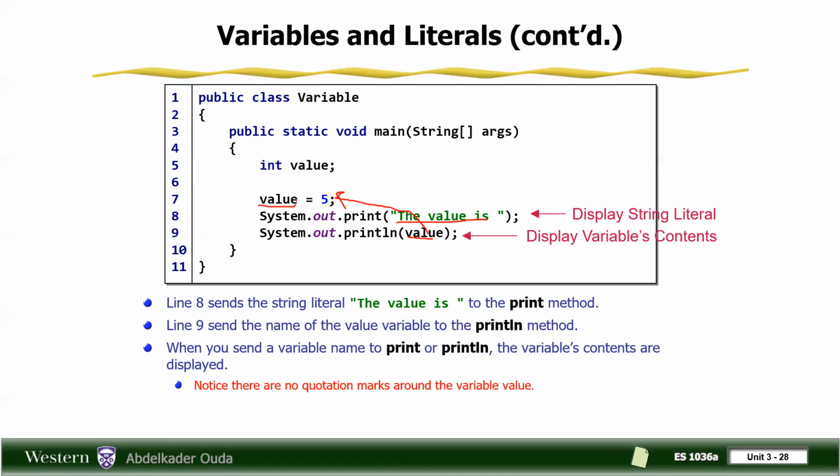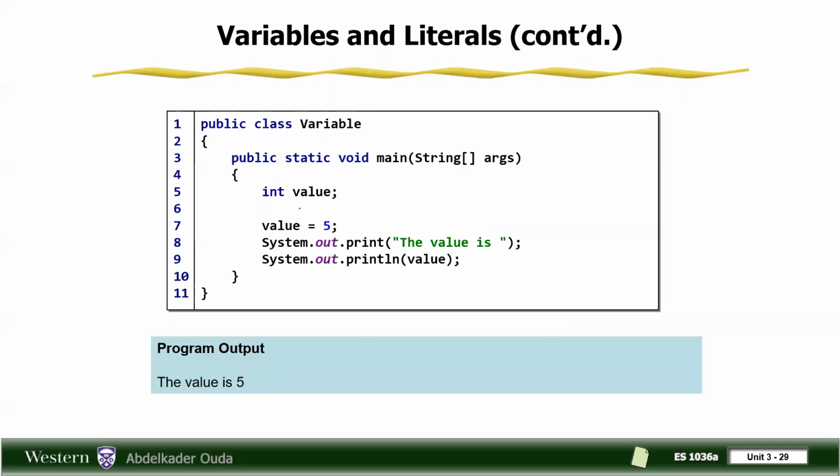Because we declared this variable, we are holding a location of the size of this type in memory. Notice there are no quotation marks around the variable value. Questions, guys? Okay, so when we run it, it will give us the value is 5. And since we use println, the cursor will be on the next line.